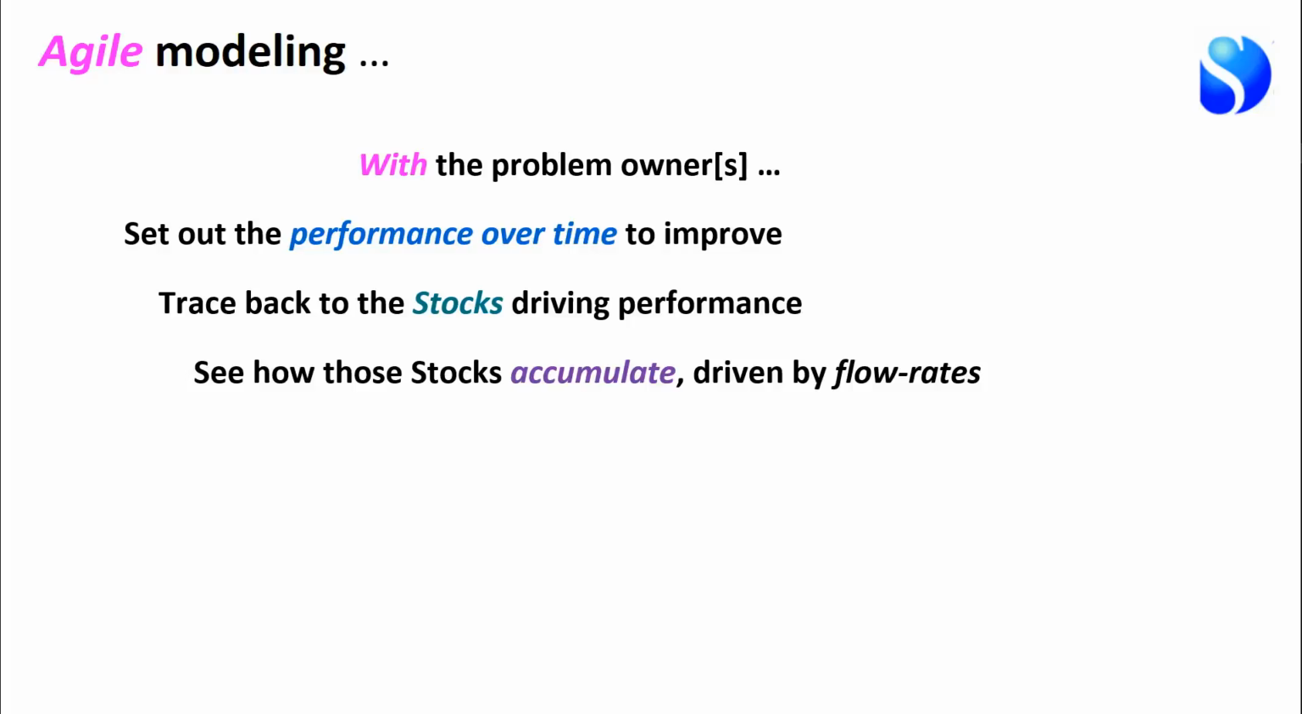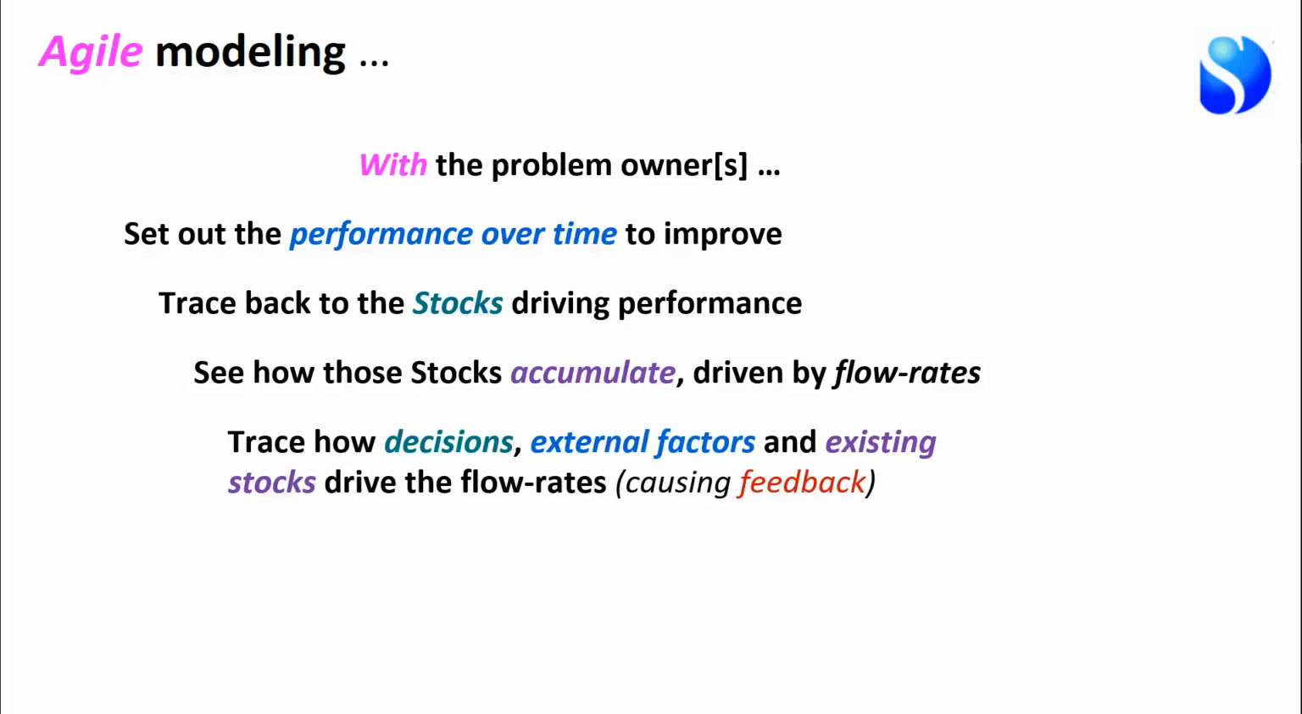What we then do is look at those flow rates, the customer win rate or the staff turnover rate or whatever it may be, and we trace back to what's driving that, and it's usually some mix of decisions that we've taken, or external factors that are affecting us, or existing stocks in the system. So, for example, we would lose staff if the number of customers was generating so much demand that our staff were overloaded. That's an example of interdependence. And when we trace those interdependencies around, what we discover is that there is feedback in the system.